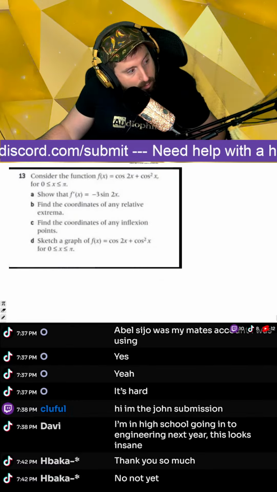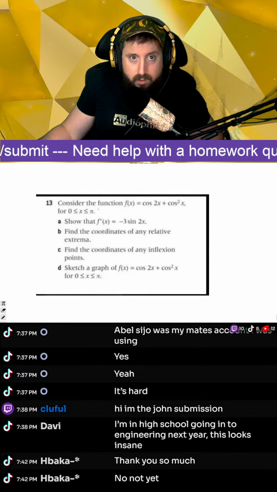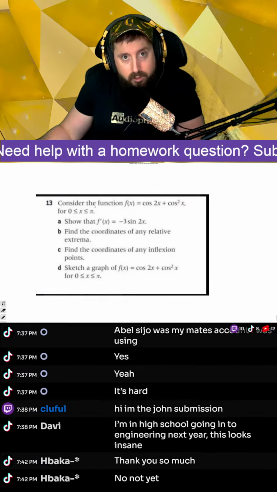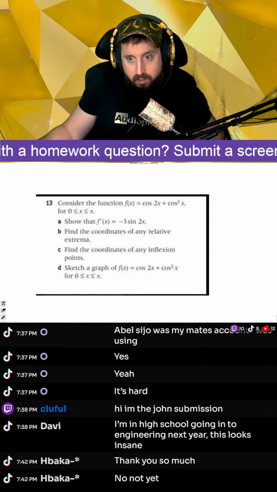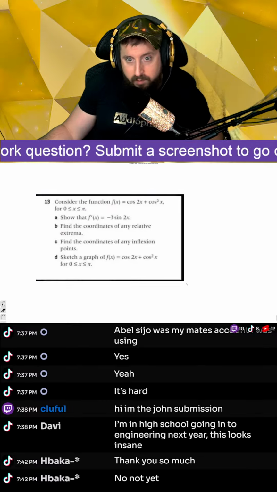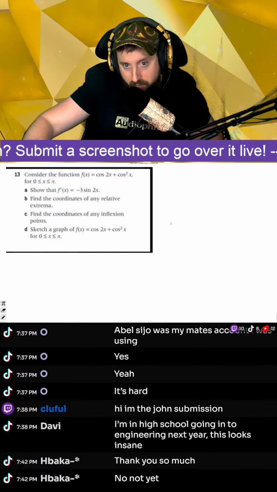All right. Last one. This is for you, John. Consider the function f(x) equals cosine 2x plus cosine squared of x. Show that f prime of x is equal to that. Cool.